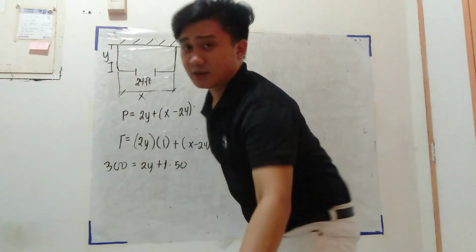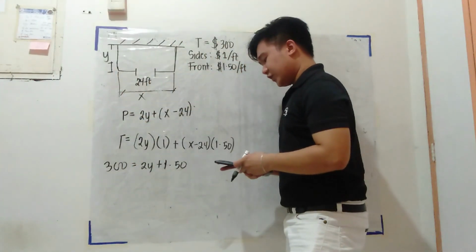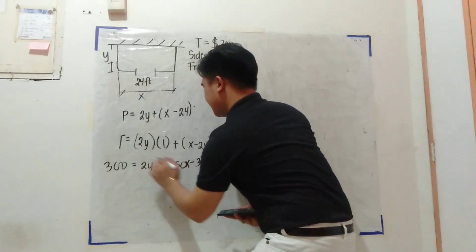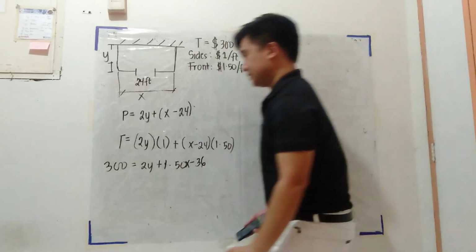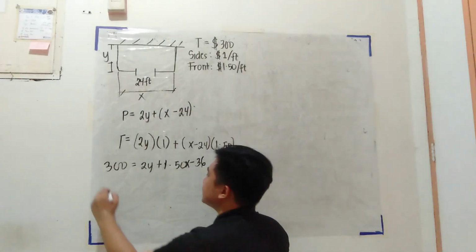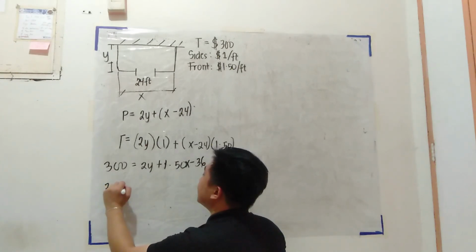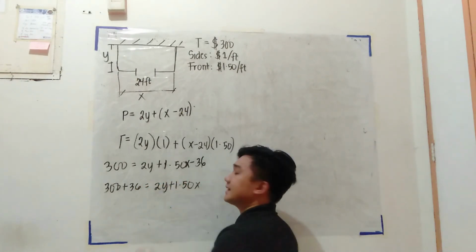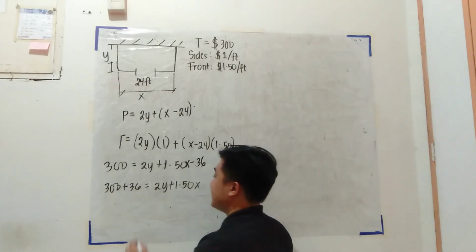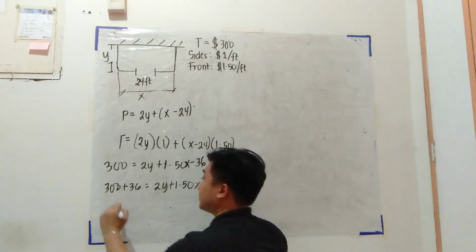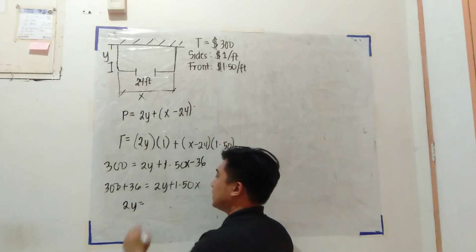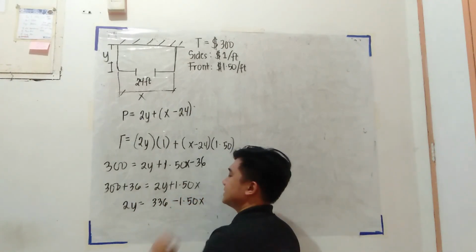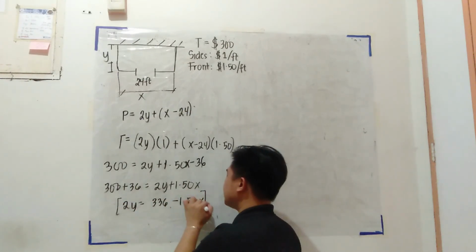And then, kukunin ko lang calculate. 24 times 1.50, that is 36. So 1.50x minus 36. Okay? So, ang meron tayo ngayon is 300 plus 36 equal to 2y plus 1.50x. Okay? And then, express ko ito into one variable. 2y is equal to 336 minus 1.50x. Kailangan ko ay y lang, so mag-multiply ako ng 1/2.